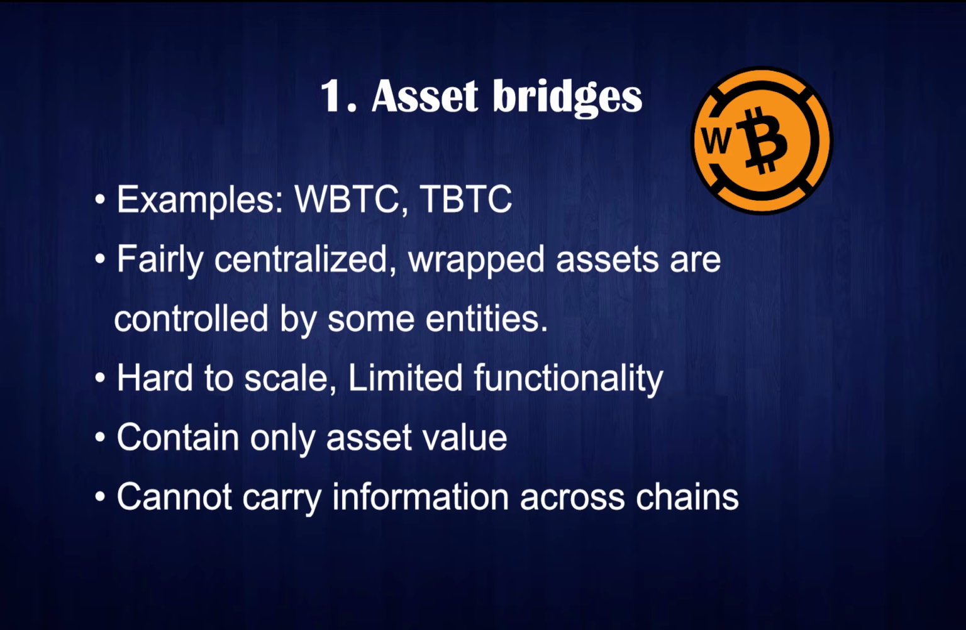Wrapped Bitcoin would be considered a fairly centralized asset bridge, given only a few entities control a user's ability to mint and redeem. And it's hard to make a wrapped asset for every coin in the ecosystems. Asset bridges contain only asset value but cannot carry information across chains, so they have limited functionality.